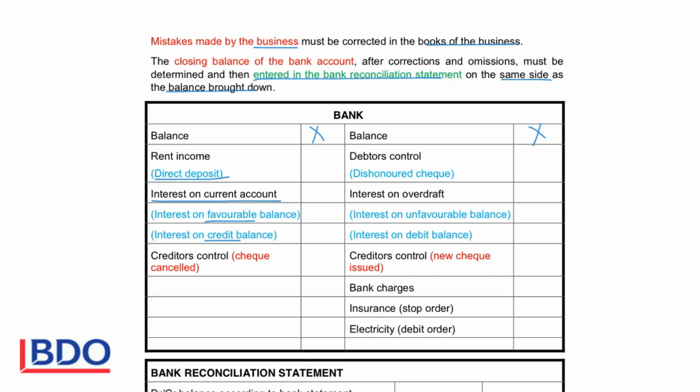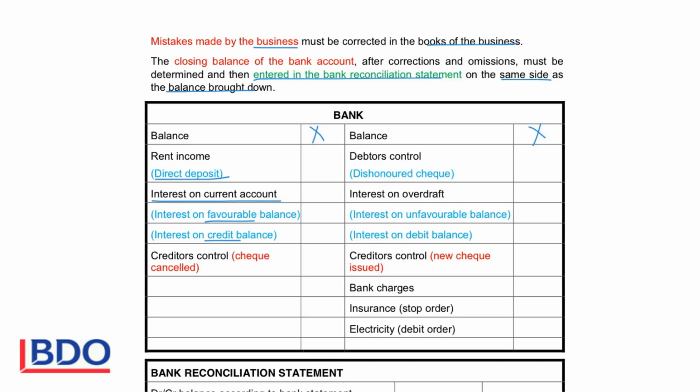Now remember, this interest was taken from the bank statement. So if the bank statement gives interest because they have a credit balance, we have money in the bank. So this interest is interest that we receive.